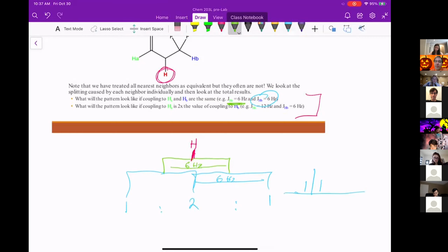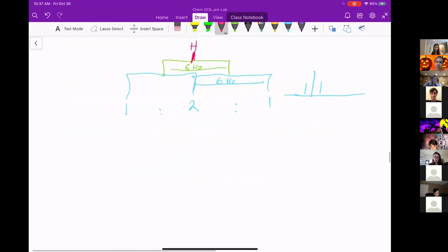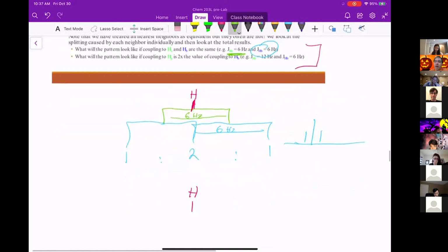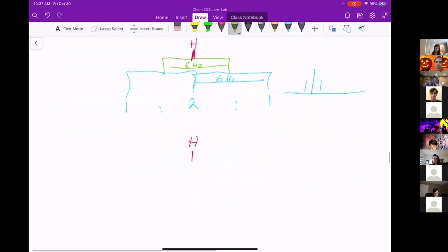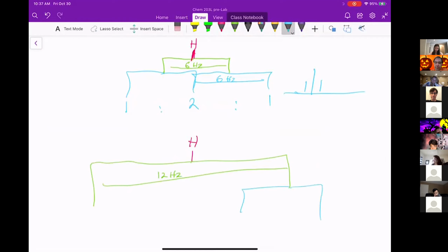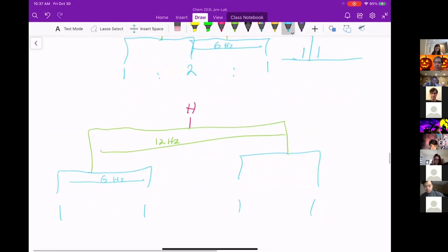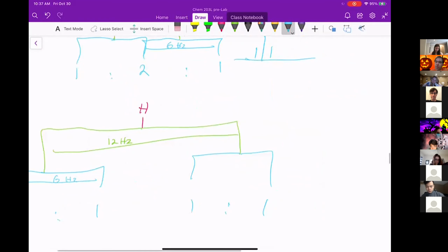Now, what happens if my coupling constants are very different? Let's look at that. So let's take our proton, which on its own would be a singlet. And now I'm going to do 12 hertz and 6 hertz. My green proton is going to split it by 12 hertz. That's kind of a ridiculous splitting, but 12 hertz. And then my blue is still only going to split 6 hertz. So what do I get in this case? Well, I get a 1 to 1 to 1 to 1. And so what I would see here is a doublet of doublets.